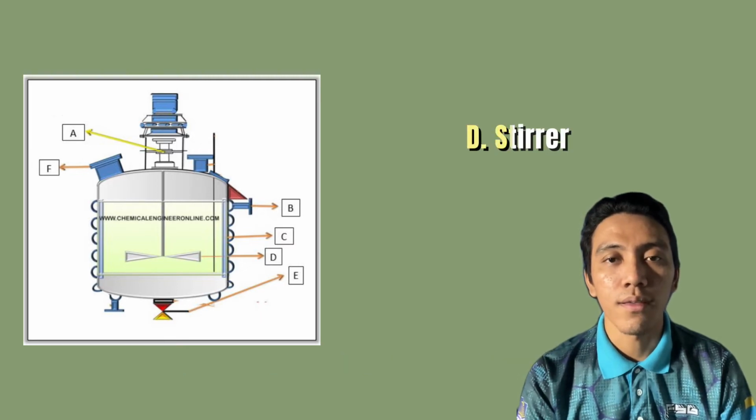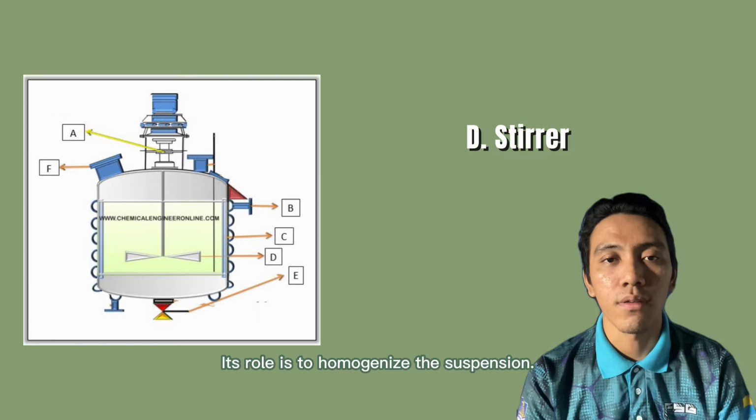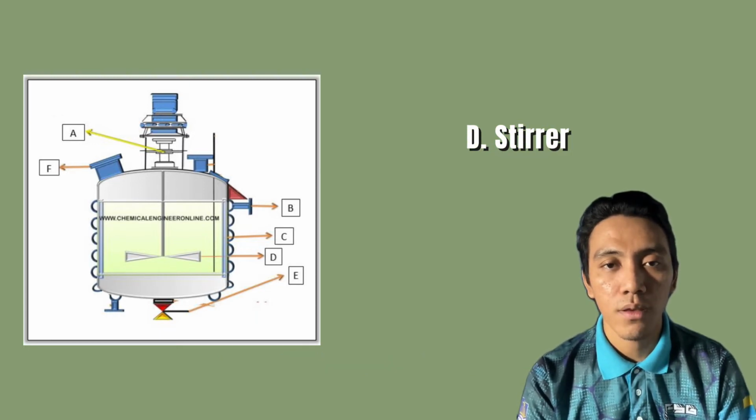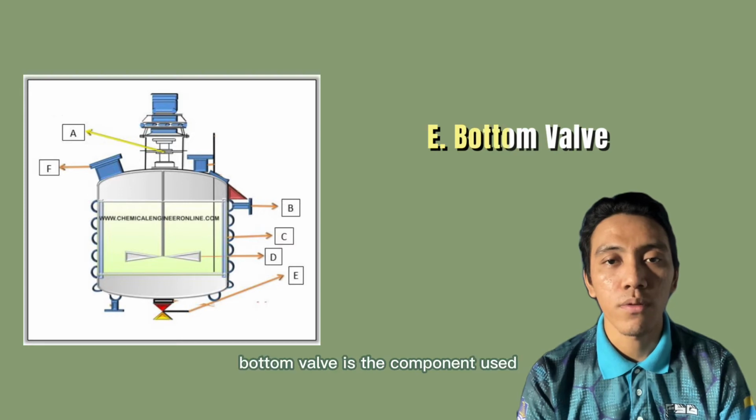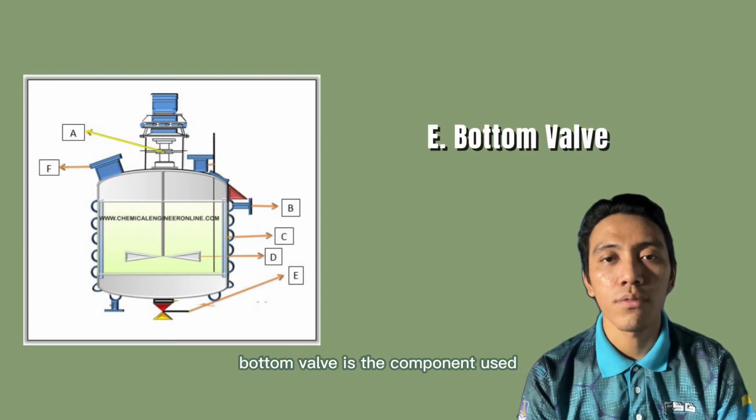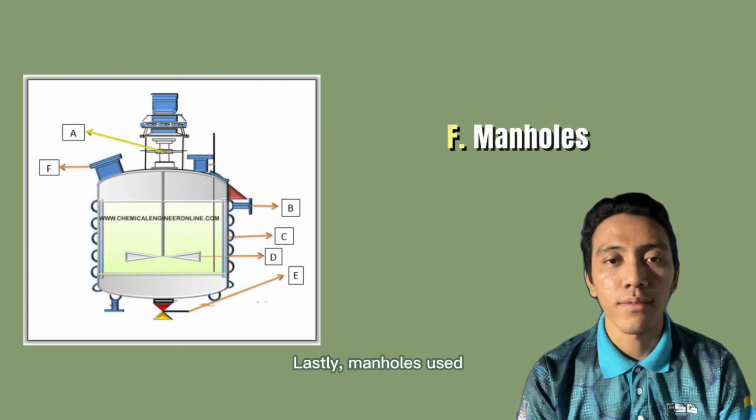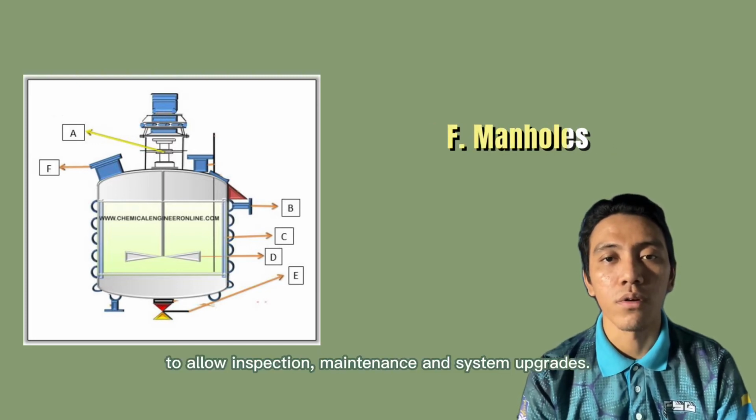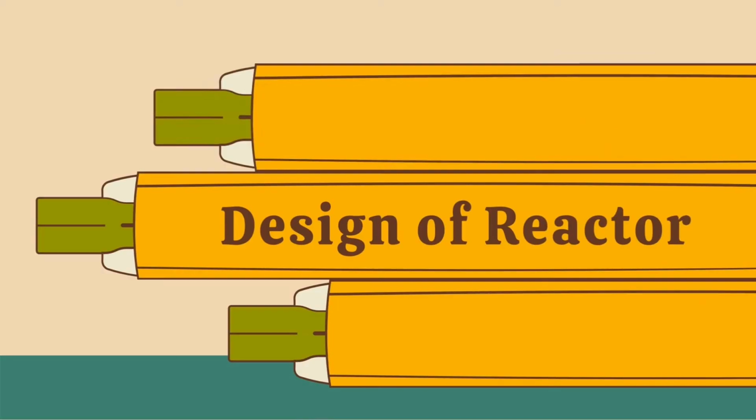The next component is the stirrer. Its role is to homogenize the suspension. In addition, the bottom valve is the component used to drain the contents of the vessel. And lastly, manholes are used to allow inspection, maintenance, and system upgrades.